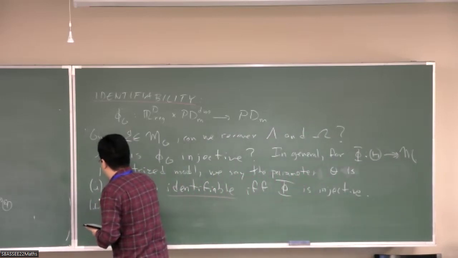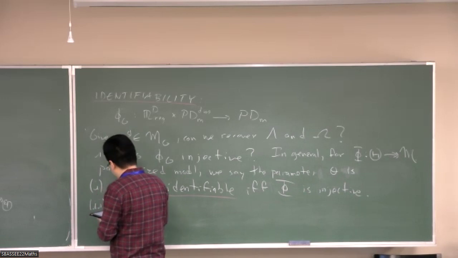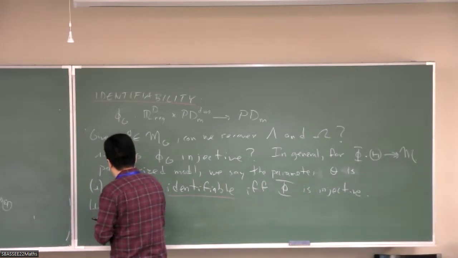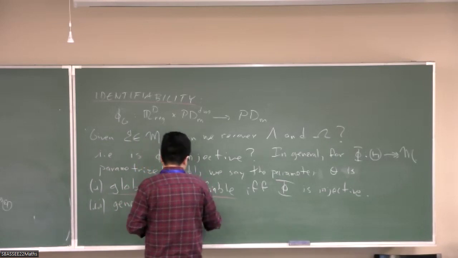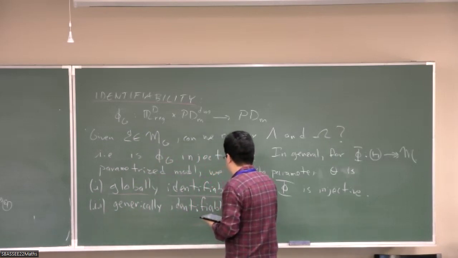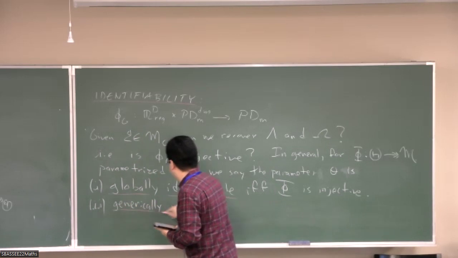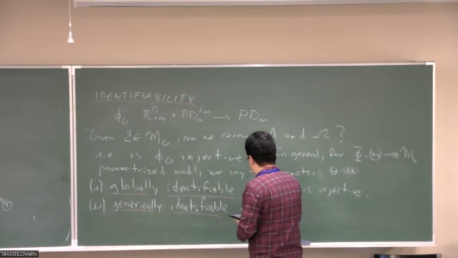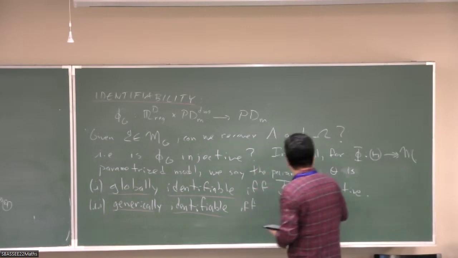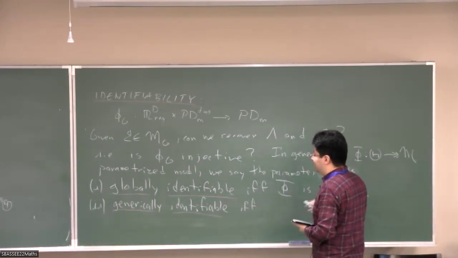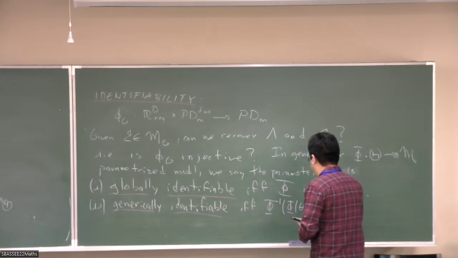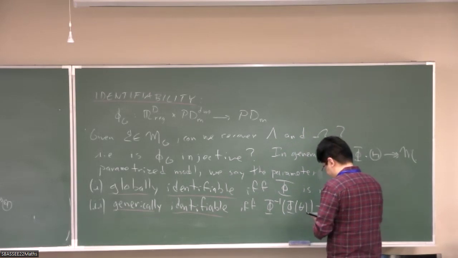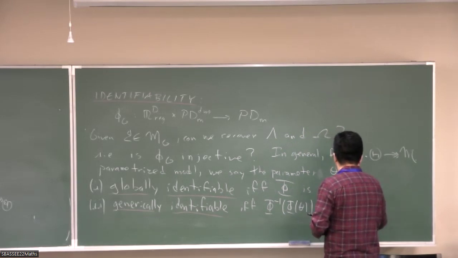But not always is this possible. So we then have generically identifiable. That's the next best case. Generically identifiable just means that the fibers are generically just one point. I'm going to write it like this: phi inverse of phi of theta is just theta for almost all theta.